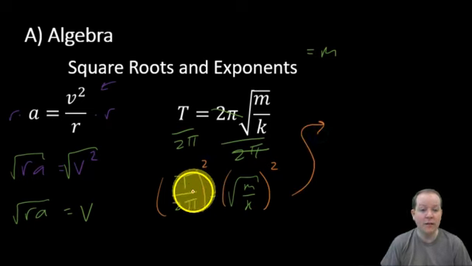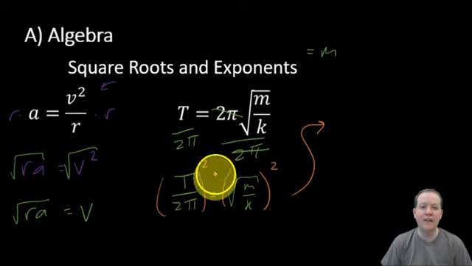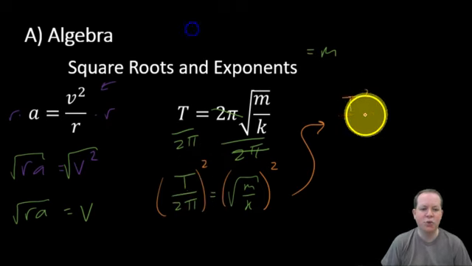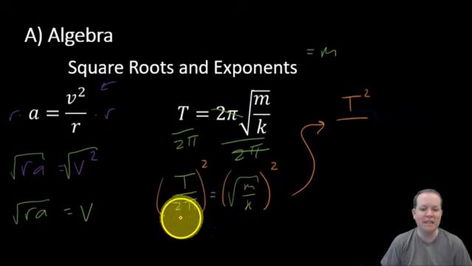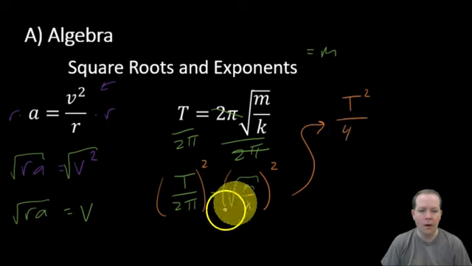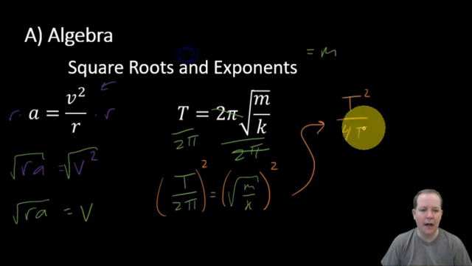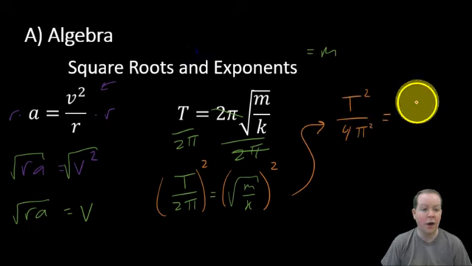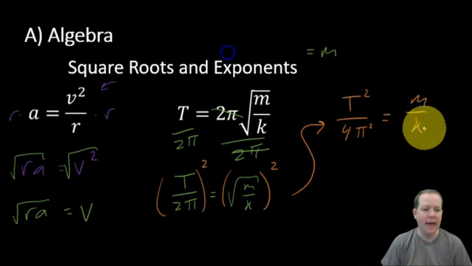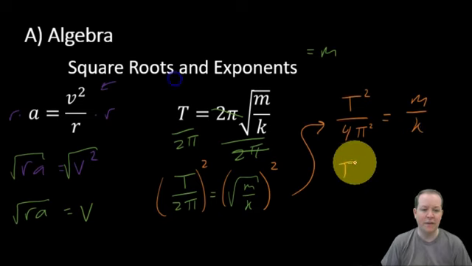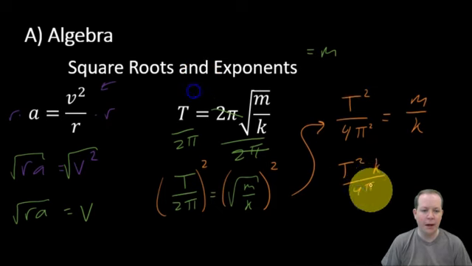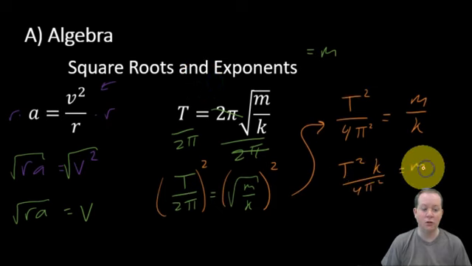Now, important. Everything on this side is being squared. T squared divided by... Students mess up. They don't square the stuff on the bottom. 2 squared is 4. Pi squared is pi squared. What does that equal? I got rid of that square root: m over k. And then again, if I was trying to solve for m, I just want to kick this k out from underneath. That leaves me with t squared multiplied by k over 4 pi squared. That is equal to m.